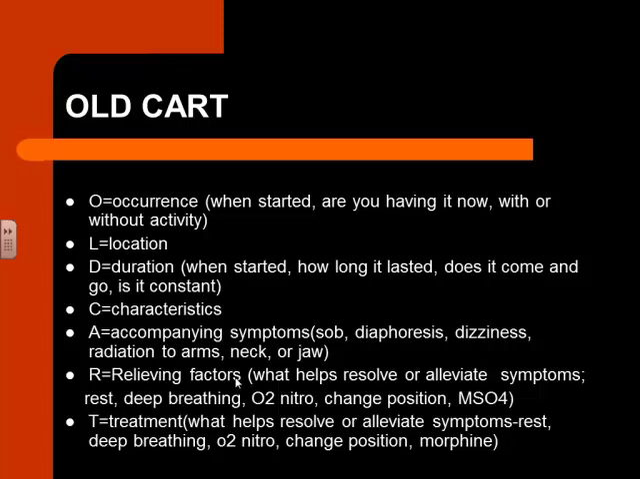C is characteristics. A is accompanying symptoms, so shortness of breath. Are they diaphoretic? Diaphoresis means profuse sweating. Dizziness, radiation to the arms, neck, or jaw. And then R is relieving factors. So what helps resolve or alleviate the symptoms? Rest or deep breathing? Did they take any medication? Did they change position? And then T is for treatment. So what helps alleviate the symptoms? Rest, deep breathing, oxygen, nitro, change in position, or morphine. So that's similar to the relieving factors.